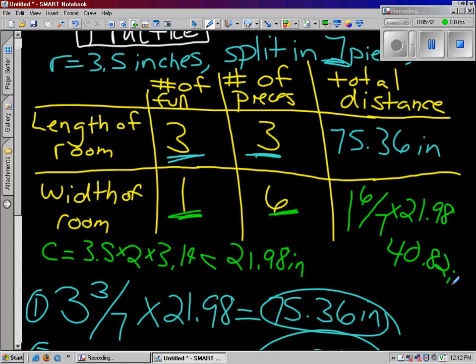Alright, when you do this, you should get 40.82 inches. And if you did it one of the other two ways, you should get extremely close to that. Maybe 40.85 or 40.80, something around those areas. Not too much farther off than that. Alright, and that's it for trundle wheels.